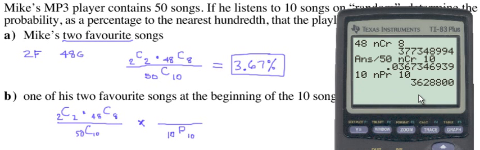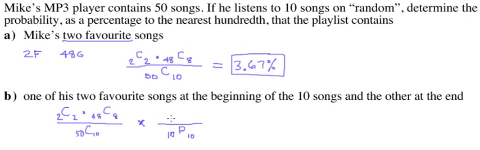And out of those, how many of the orders would have one favorite at the beginning and one favorite at the end? There are actually 2 ways. You could have his first favorite song at the start and his second favorite at the end, or the other way around. Technically, 2P2, which of course is 2, is the number of orders that you could have where one of his favorites is at the beginning and the other's at the end.